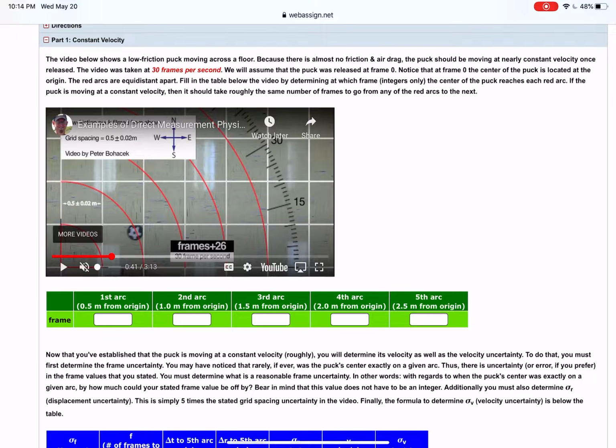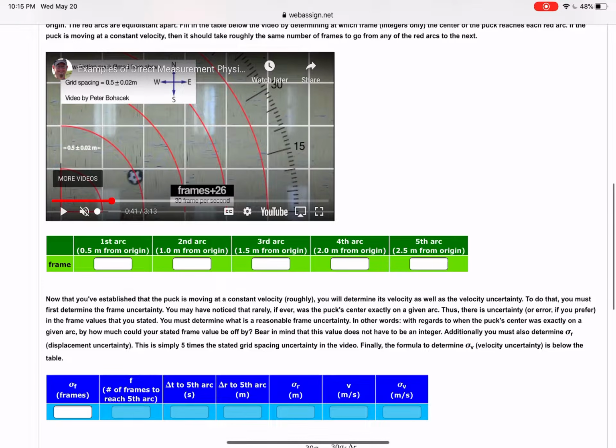Then down here in this blue table, you need to put in the uncertainty of your frame measurement. By how much do you think you could be off? Now, when you state what frame it's at for the individual arcs, that has to be an integer, but the uncertainty could be a fraction. It doesn't have to be an integer. It's an estimate by you, and to a certain extent, it's a matter of opinion.